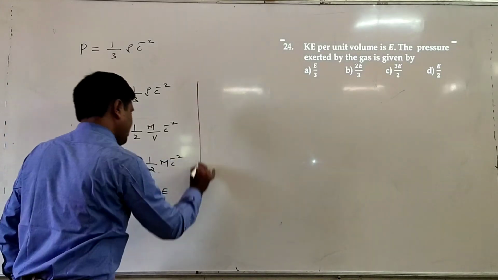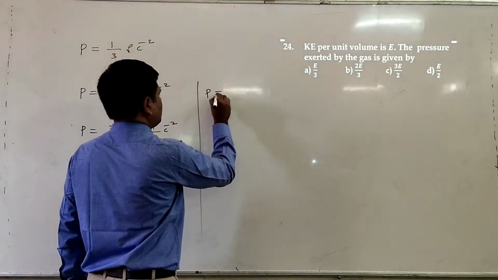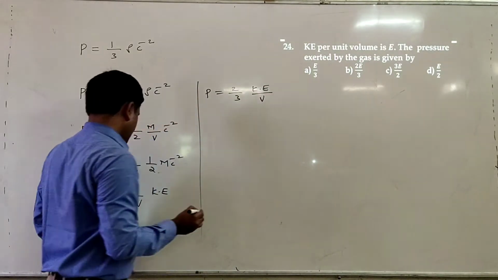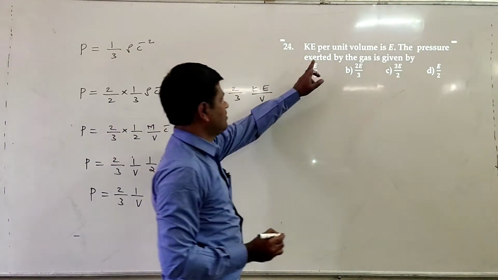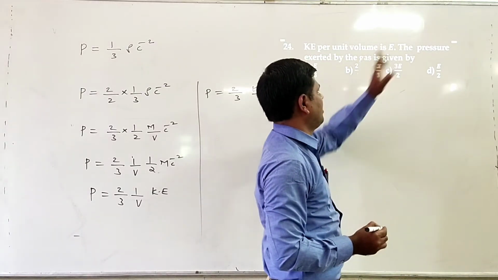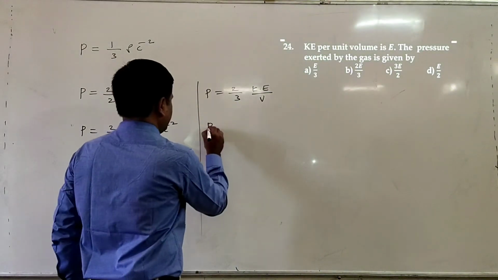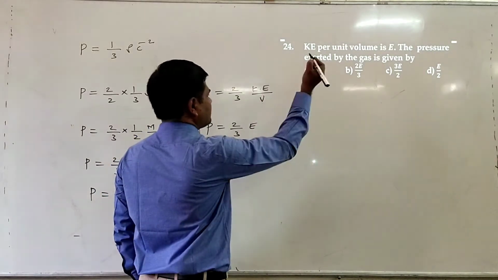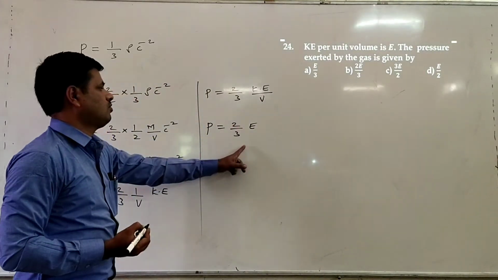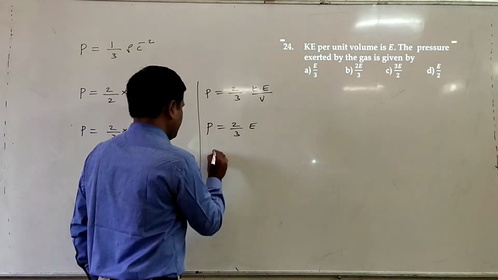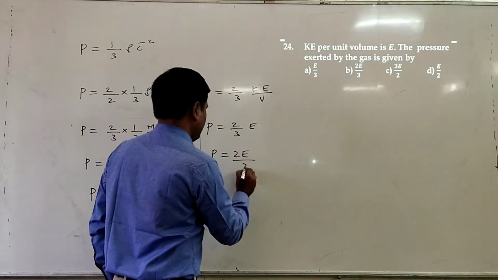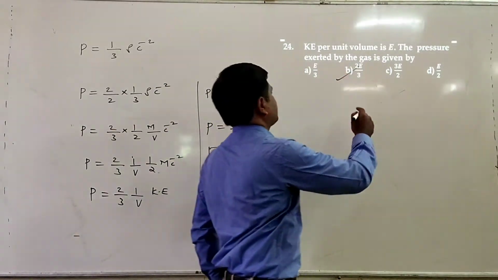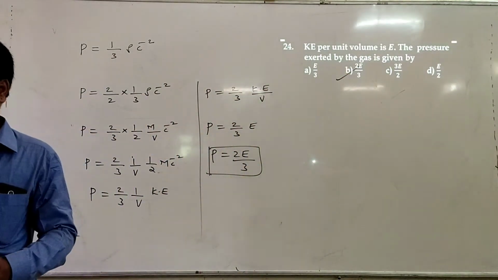Now the value is P equal to 2/3 into kinetic energy by volume. Kinetic energy by volume means kinetic energy per unit volume, that is given as E. So P is equal to 2/3 into E, which means P is equal to 2E by 3. Which option is correct here? B option is correct here. This is question number 24.